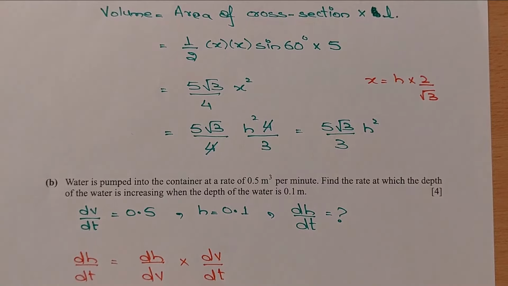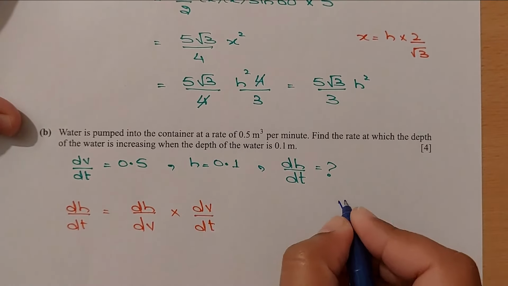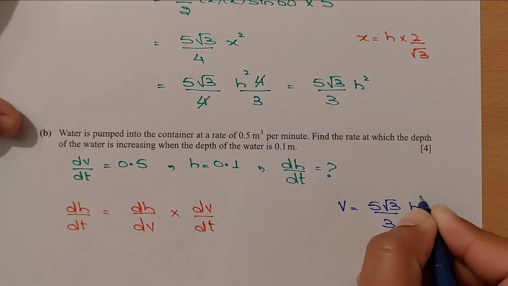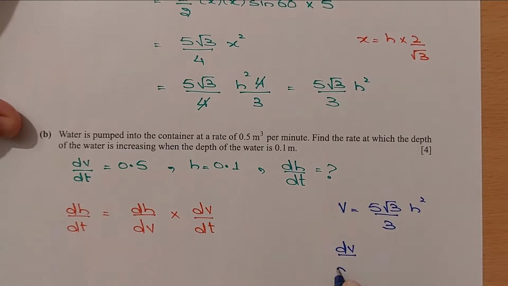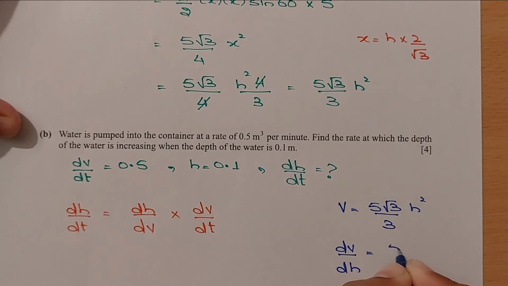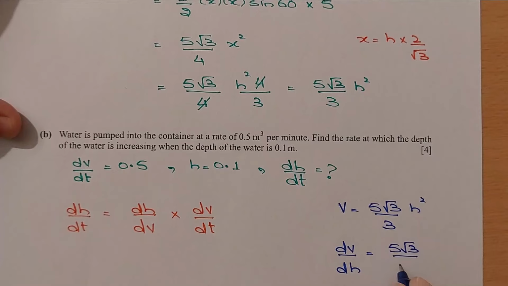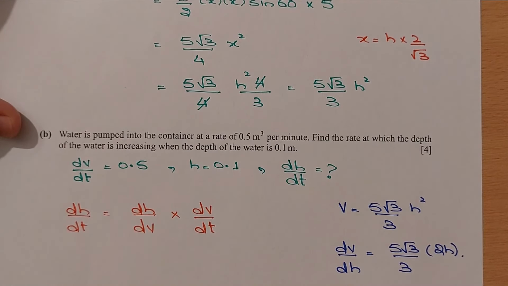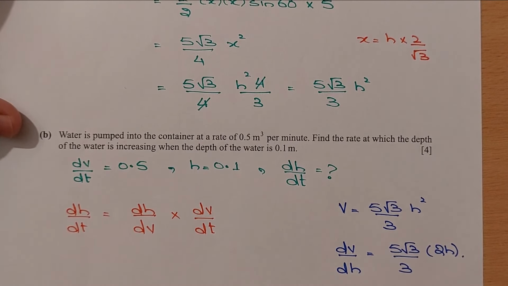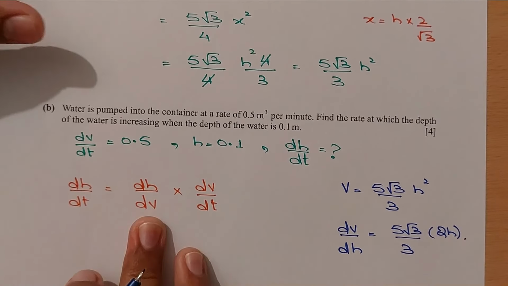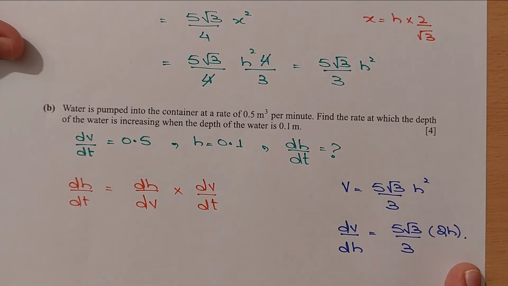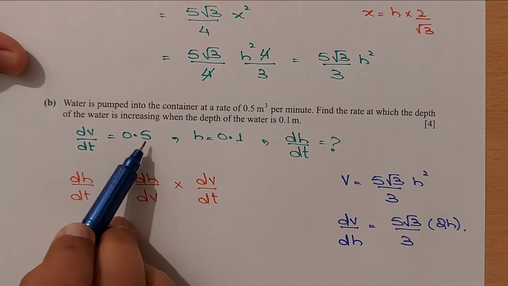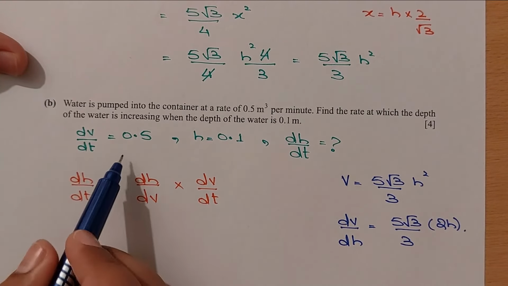Okay, so let's do it. The volume is 5 square root of 3 divided by 3 times h squared, and dv/dh is 5 square root of 3 divided by 3 times 2h for the derivative, right? Now let me substitute dv/dh by taking the reciprocal of this expression, dh/dv. And this is 0.5, this value.